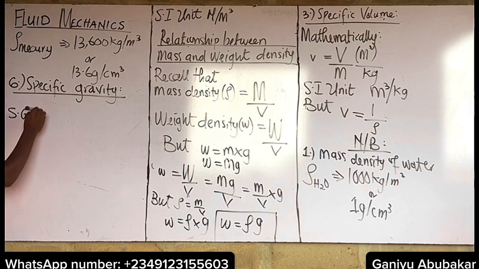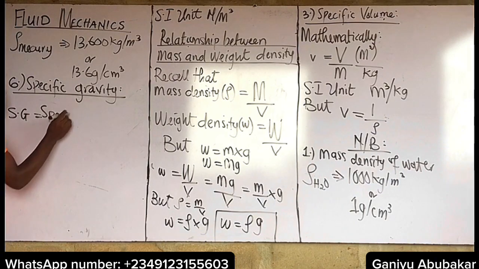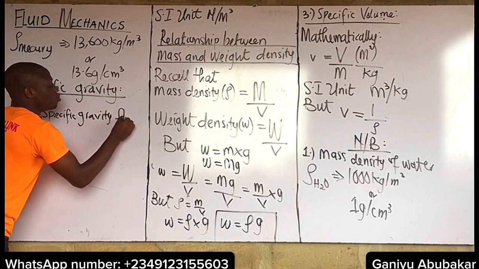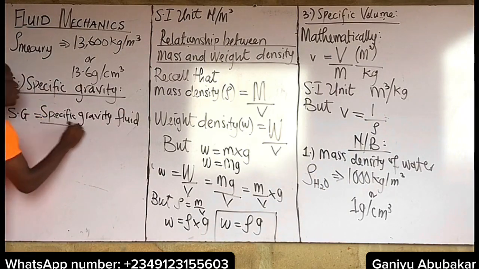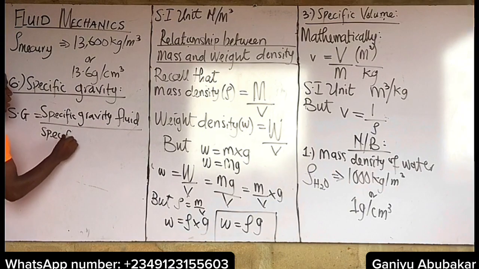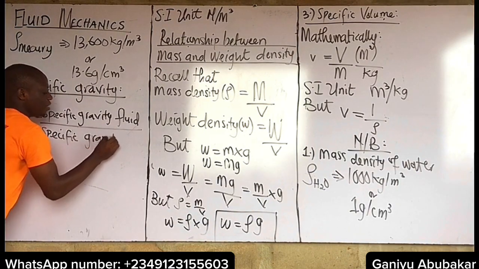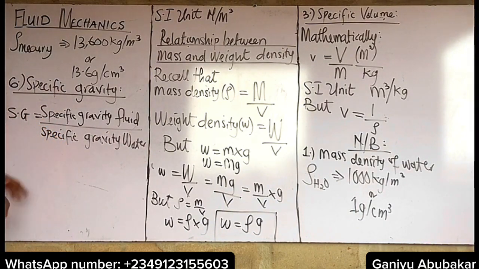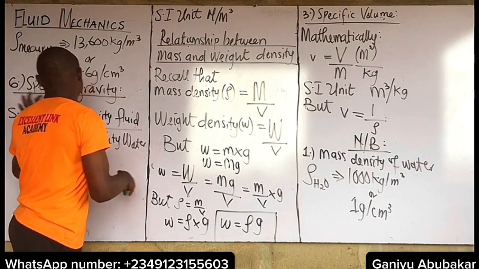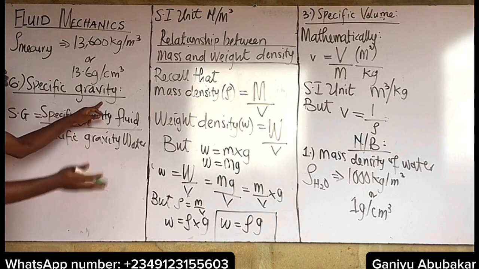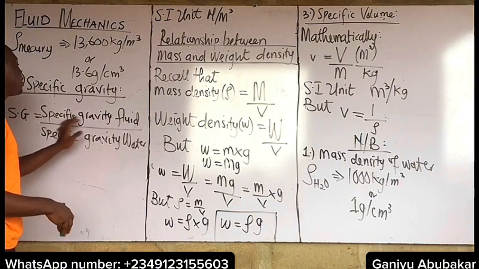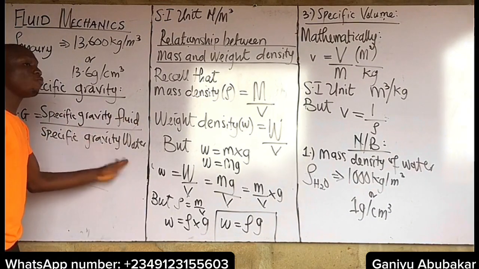So mathematically, we are saying that specific gravity Sg is equal to the ratio of specific gravity of the fluid to its specific gravity of water. Alright, this is the mathematical expression for specific gravity: the ratio of specific gravity of fluid to its specific gravity of water.